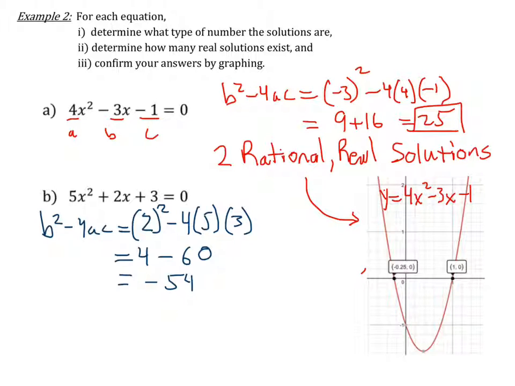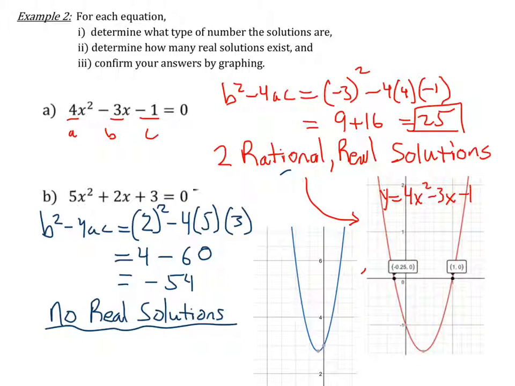Well, that's a negative number, so since that's a negative number, we're going to have no real solutions, okay? No solutions at all, all right? Well, actually, they'll be complex imaginary numbers, but we have no real solutions. That's the key, all right? And if we graph this one, we can see that's true.